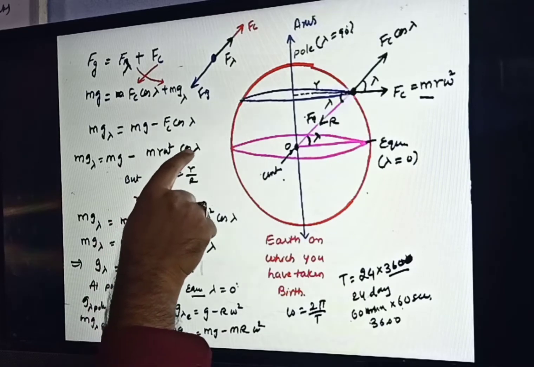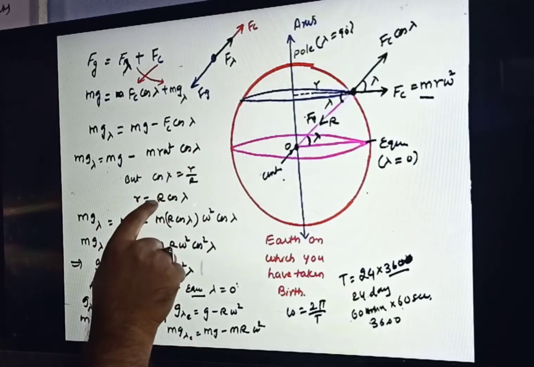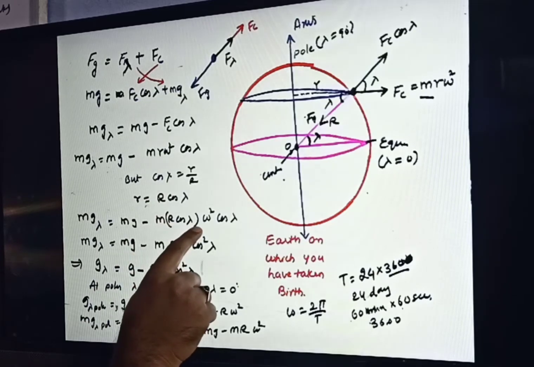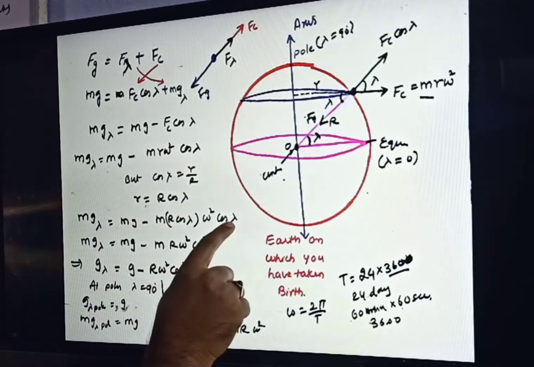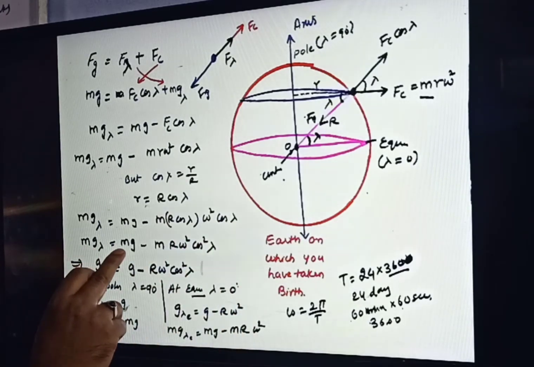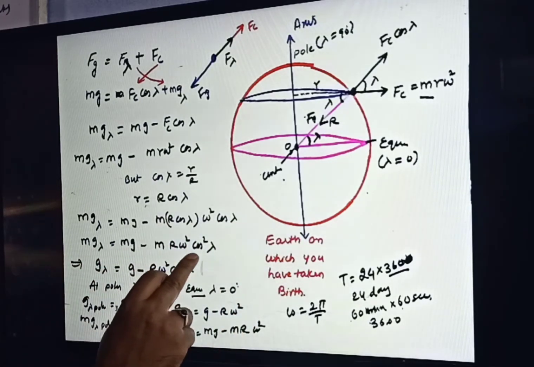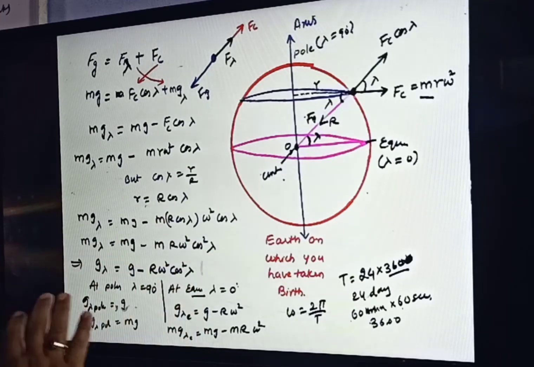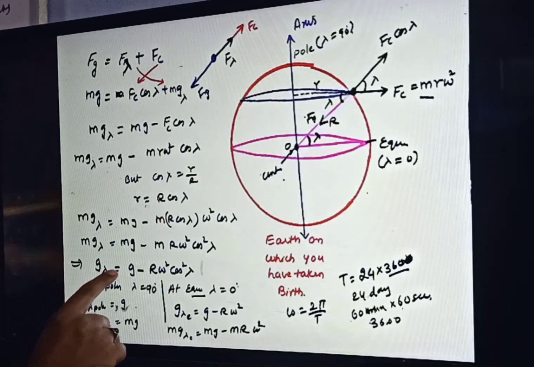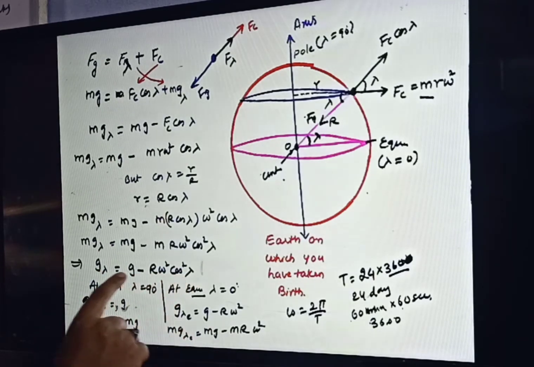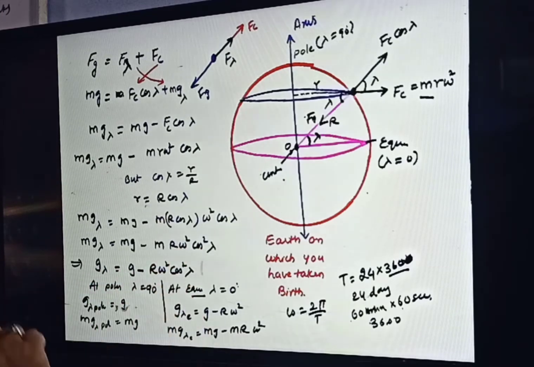Just now I told you, small r means it is R cos lambda. Instead of small r, you write R cos lambda, and omega square cos lambda will be here. Therefore, m g lambda is equal to mg minus m r omega square cos square lambda. The m gets cancelled, so g lambda is equal to g minus R omega square cos square lambda.